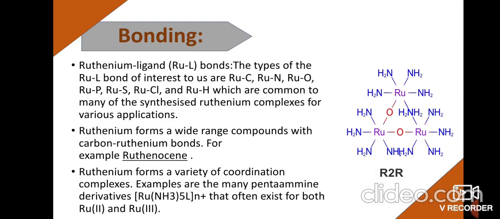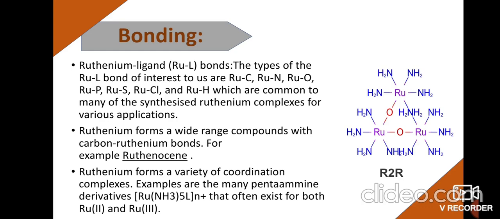Bonding. Ruthenium ligand bonds. The types of the ruthenium ligand bonds of our interest are ruthenium carbon, nitrogen, oxygen, phosphorus, sulfur, chlorine, and hydrogen bonds, which are common to many of the synthesized ruthenium complexes for various applications.